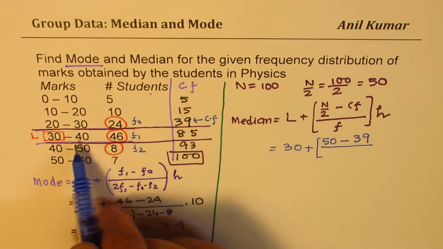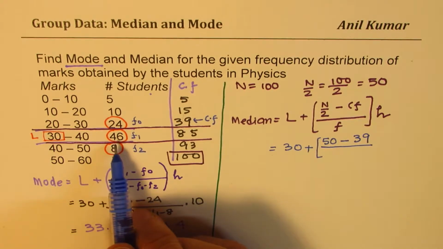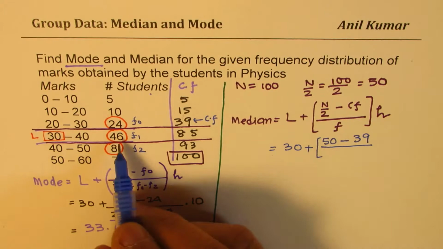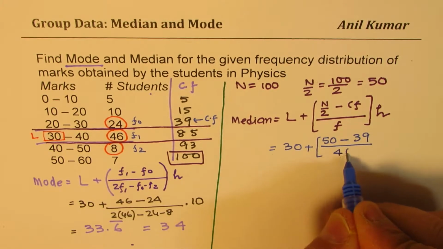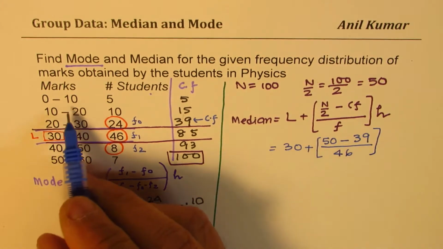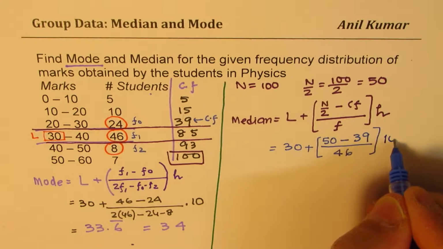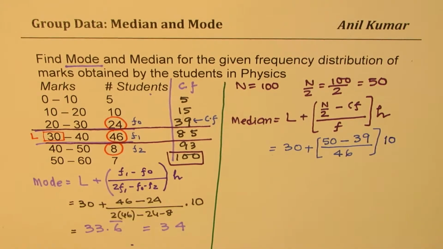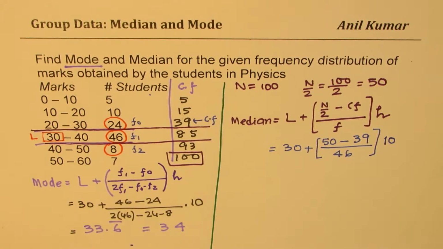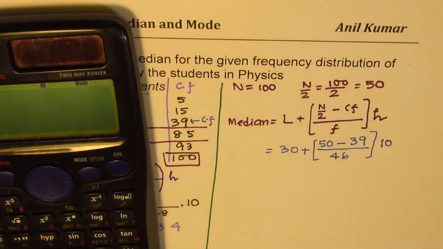So the number of elements within this interval is 46, correct? So that is the frequency 46 which comes here, and the interval here is 10 minus 0, which is 10. So that gives you the median. Perfect. So let's calculate this value.